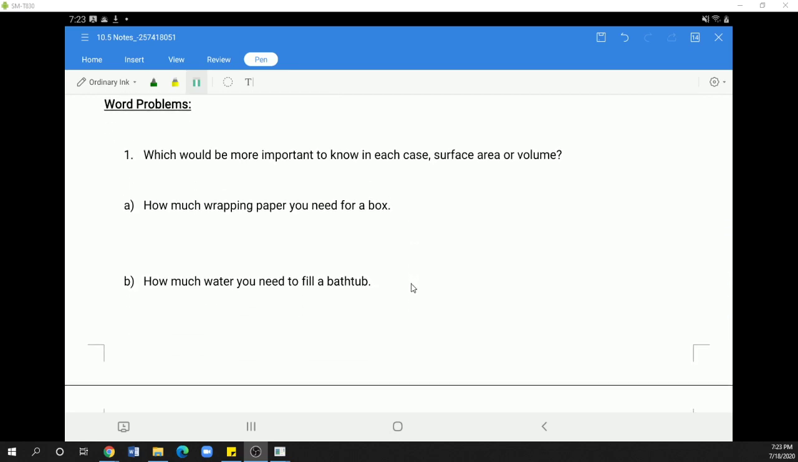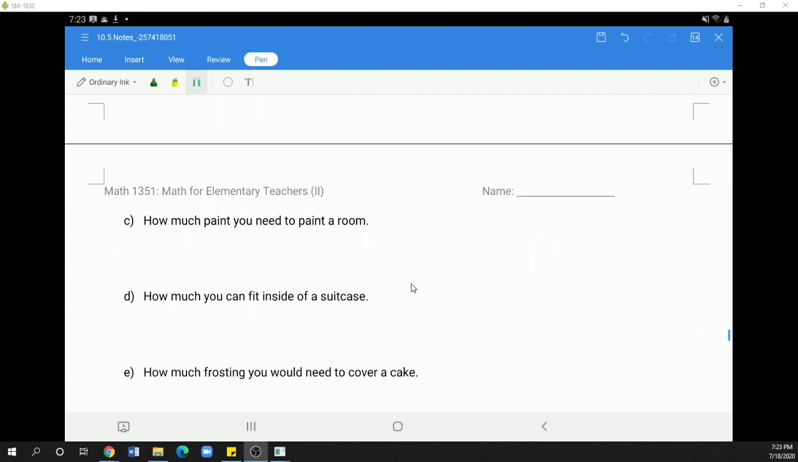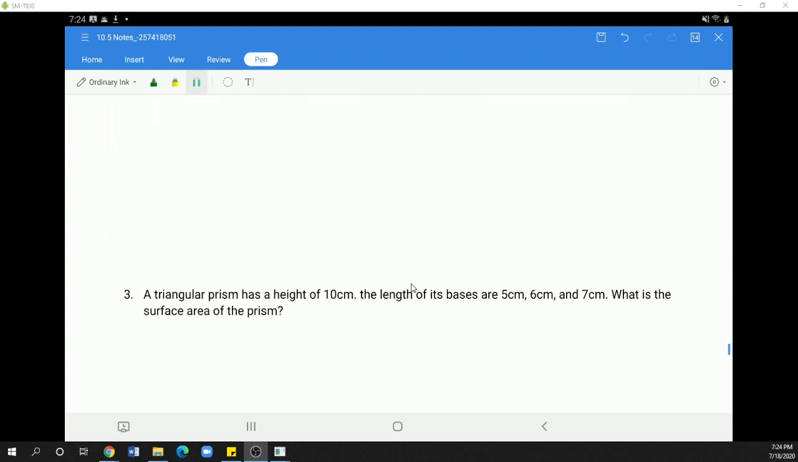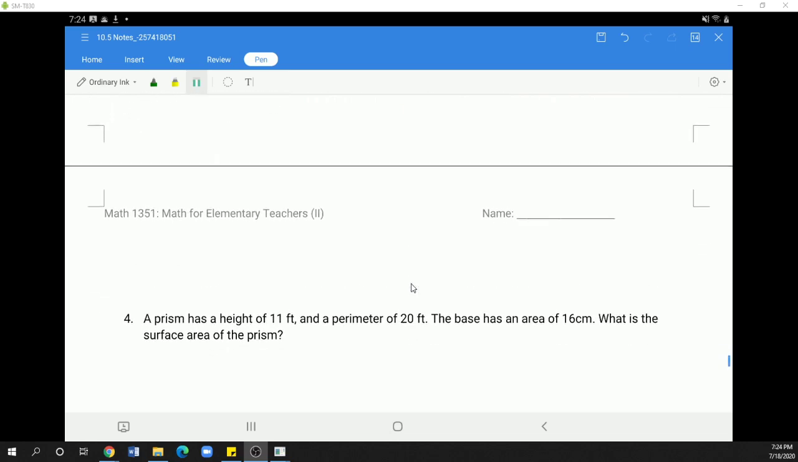Word problems, this is another one I'm going to want you to go through to help develop some intuition, to try to figure out what's important, because this really is important for helping teach younger learners: what do we actually use these for? What might be some considerations?